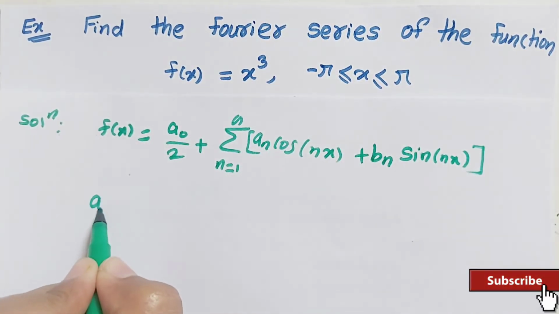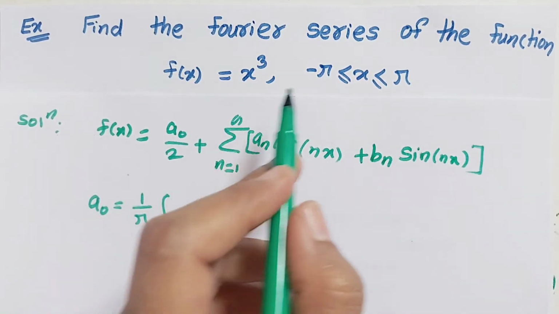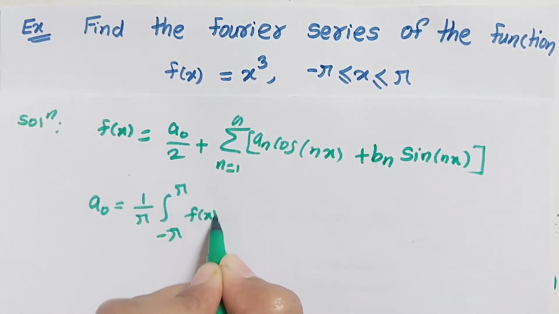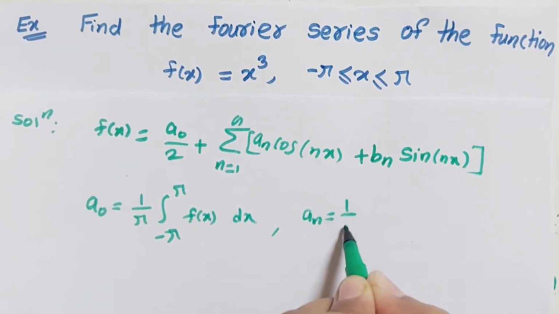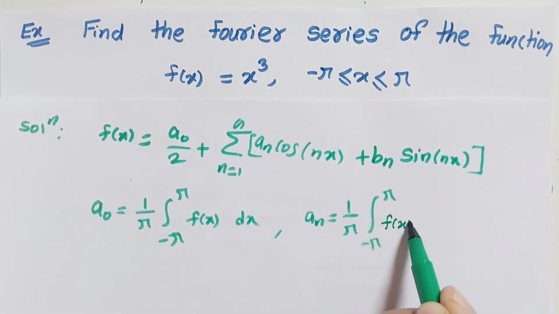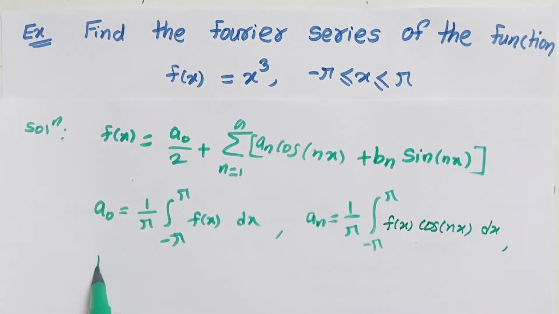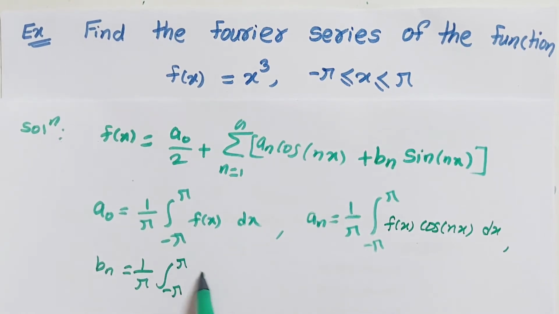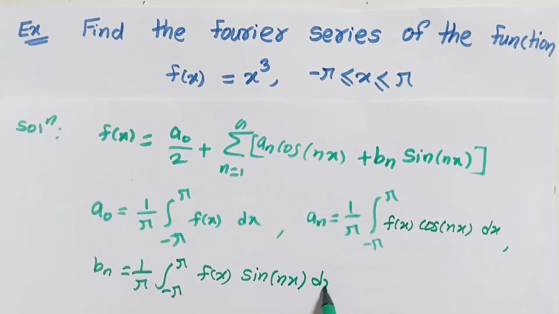So here a0, the formula for finding a0 is 1 upon pi integral, interval is minus pi to pi, f of x dx, and the value of an is 1 upon pi integral minus pi to pi f of x cos nx dx, and bn is equal to 1 by pi integral minus pi to pi f of x sin nx dx.